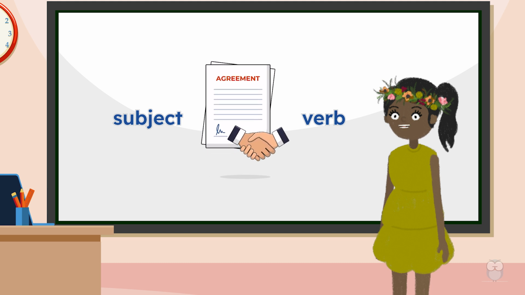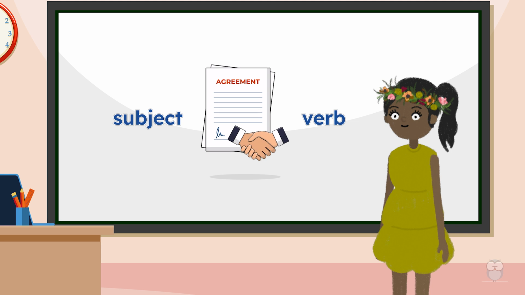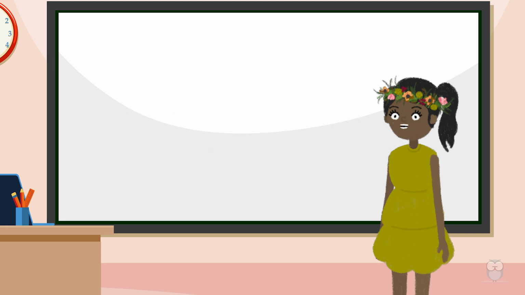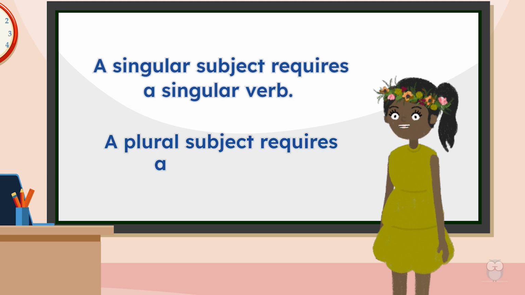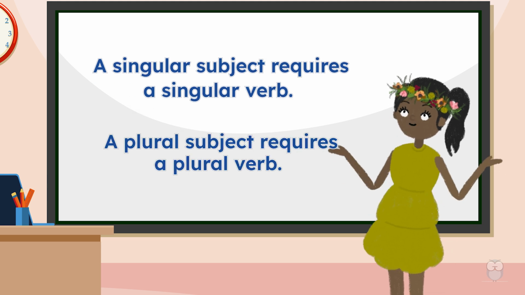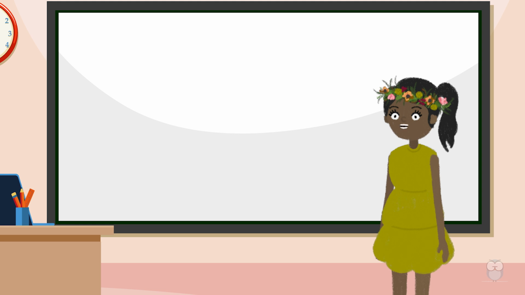Most of you know what subject-verb agreement means by now, but let's make sure. To keep it simple, a singular subject requires a singular verb, and a plural subject requires a plural verb. Easy, right? Well, sometimes it gets a little tricky.